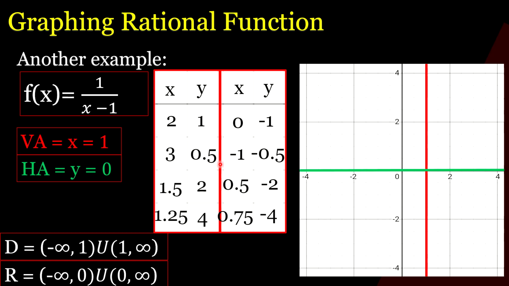So, paano natin yun? Meron na tayong mga set ng x and y value. So, paano natin yun ilalagay? So, unahin natin yung 2, 1. So, 2 yung x, which is dito. Tapos, yung y niya is 1, which is dito. Tapos yung 3, saka 0.5. So, sa 3, saka sa 0.5, which means dito. So, 1.5, saka 2, which means dito. Tapos yung 1.25 dito, saka sa 4, dito siya.